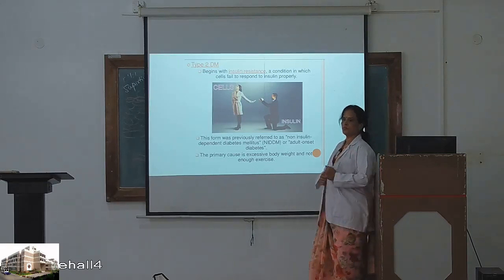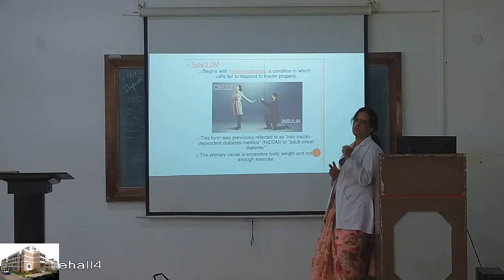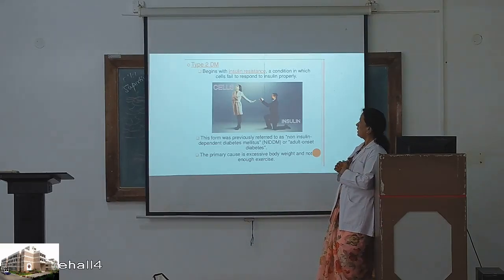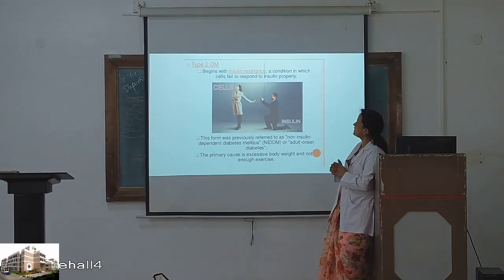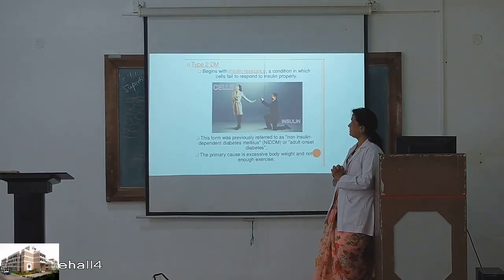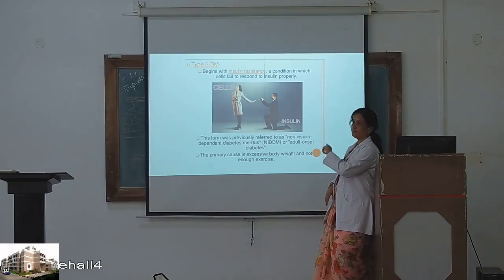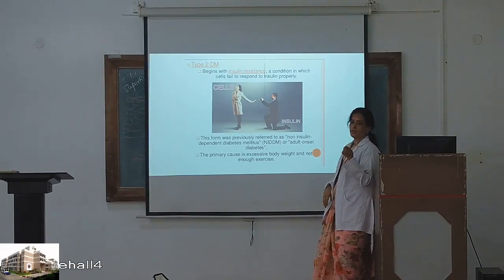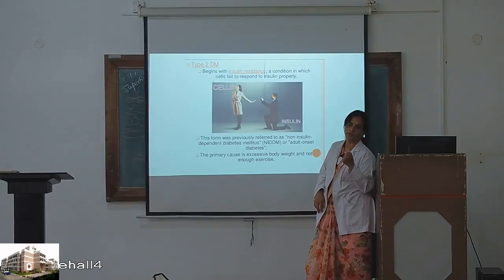So moving on to type 2, see such a nice depiction. I just clipped it from one of the presentations. This begins with insulin resistance, a condition in which the cell fails to respond to insulin properly. So just take this analogy here, something different. You kneel down and try to offer a rose to a girl.